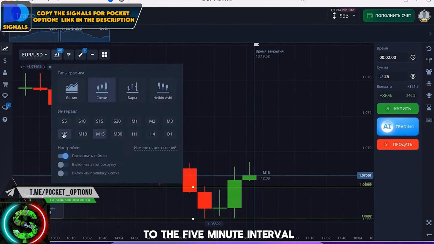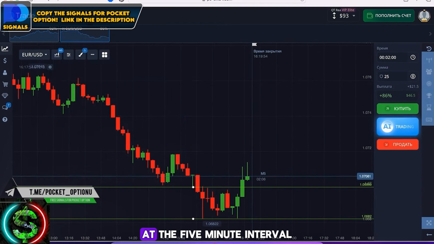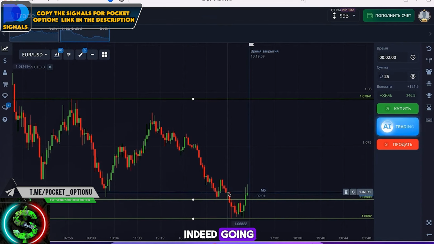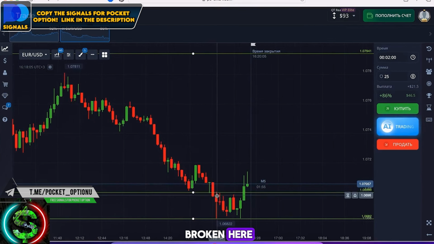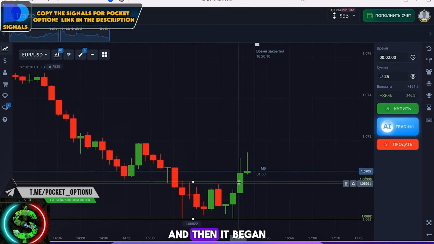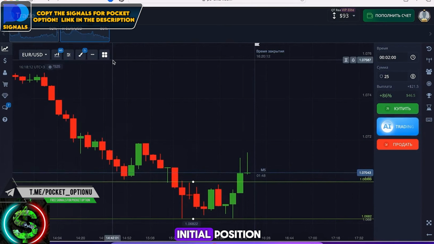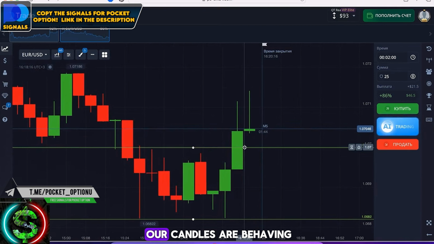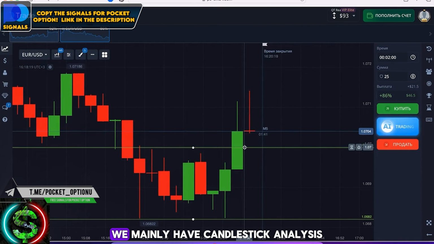Now let's move on to the 5-minute interval. At the 5-minute interval, we simply confirm the switch as they are indeed going. From the 5-minute interval, we will already be pushing in one direction. As we can see, our floor has been broken here. It has slowly started to reverse from the bottom, and then it began to return to the initial position. But by looking at the 5-minute candles, we can see how our candles are behaving. So here we mainly have candlestick analysis on the 5-minute interval.